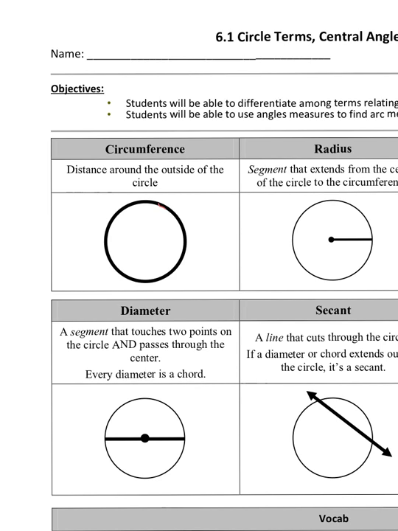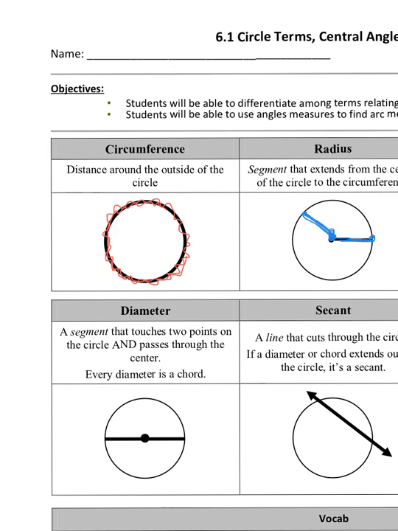For circumference, I'm just talking about the distance, essentially the perimeter of the circle, the distance around my circle, what I'm highlighting right here. As far as radius goes, it's just that segment that goes from the center of my circle to any point on my circle. So it could be this segment, it could be this segment right here.